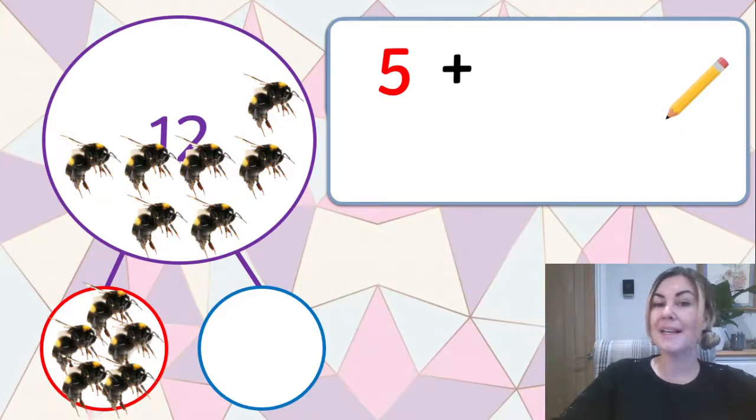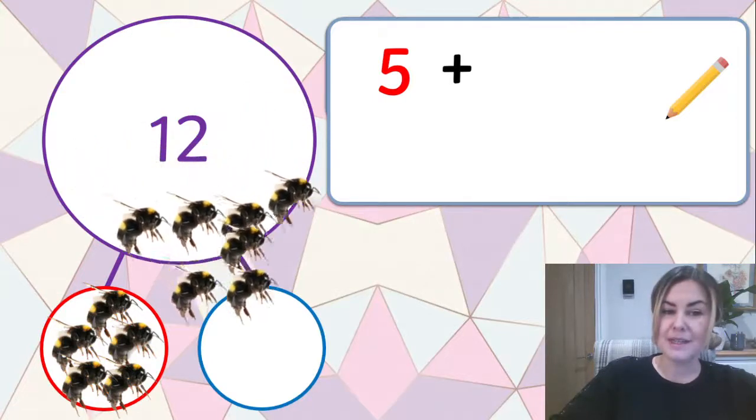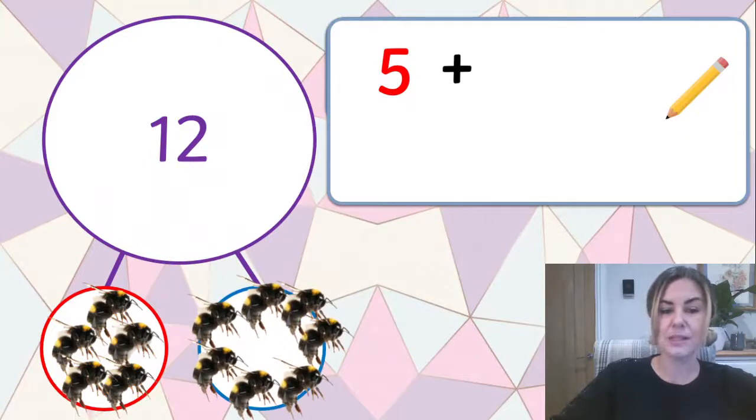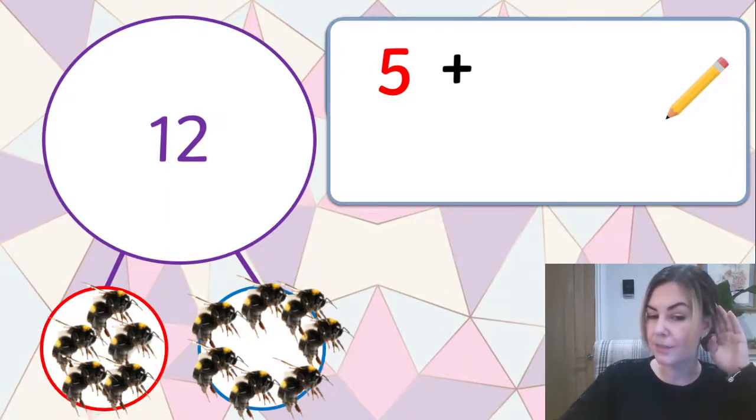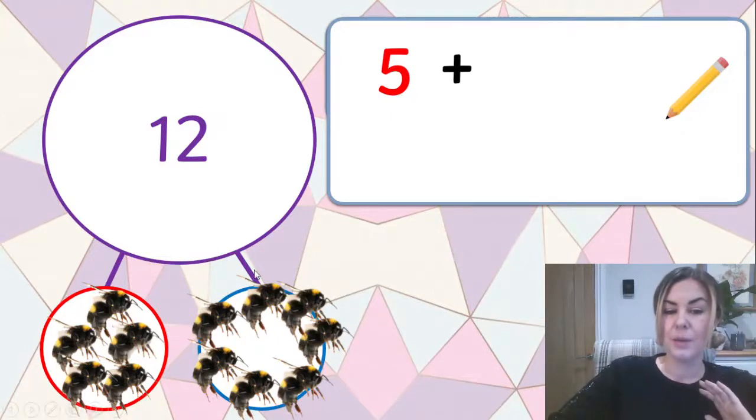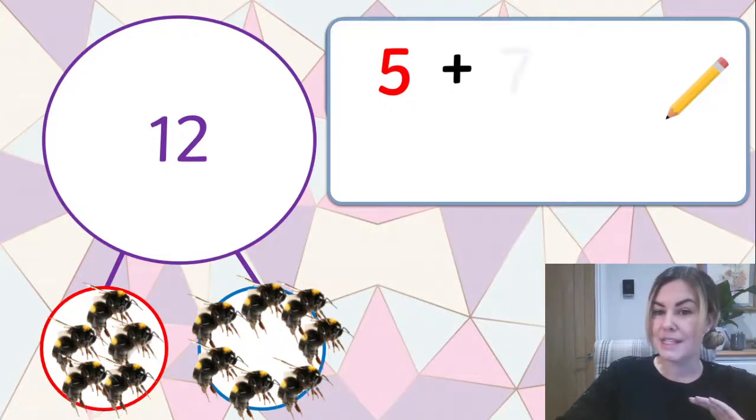Pause the video and complete section 1. Now step 2. Can you remember what we do next? We move the rest of the bumblebees, make sure it's all of them so there's nothing left in that whole section, into the next part. How many bumblebees are in the blue part? 1, 2, 3, 4, 5, 6, 7. So now I'm going to write down 7.